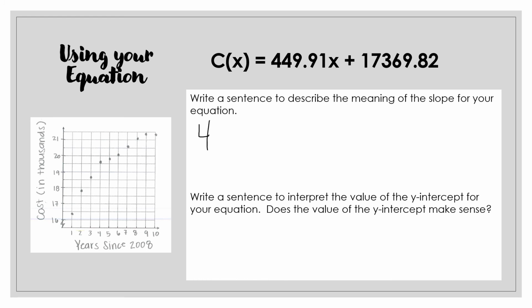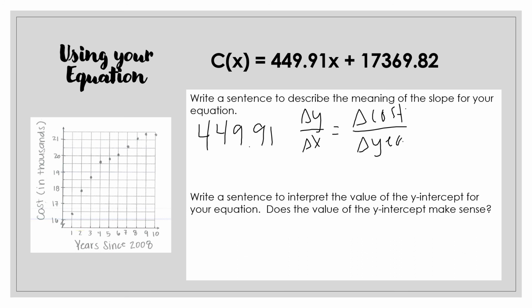So the slope for this equation is 449.91. So what does that mean? What does slope mean? Well, it means rise over run, but if I'm looking at the context of the problem, it's the change in y over the change in x, which for this scenario would be the change in cost over the change in years. So how much is the cost changing each year? And that's what the slope would represent. So the cost is going up by 449.91. And again, that's in thousands of dollars each year.